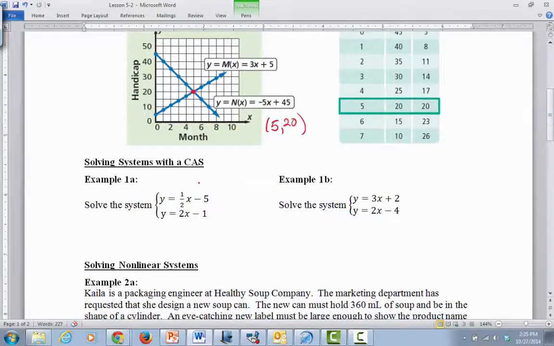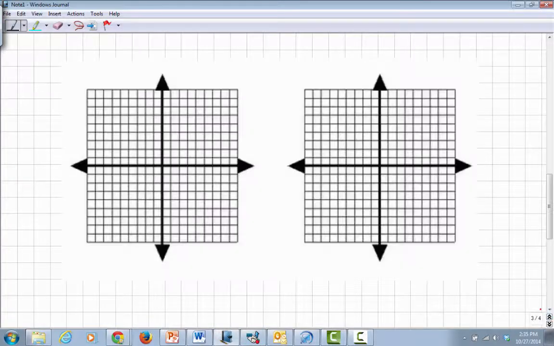All right? So let's scroll on down here, and we're looking at systems. It says solve systems with a CAS. Well, we're not doing that. We're going to actually solve it by hand this time. So what I need you guys to do is somewhere on your page, if you have some place, draw a Cartesian coordinate graph that looks like this. That's a Cartesian coordinate graph, okay?